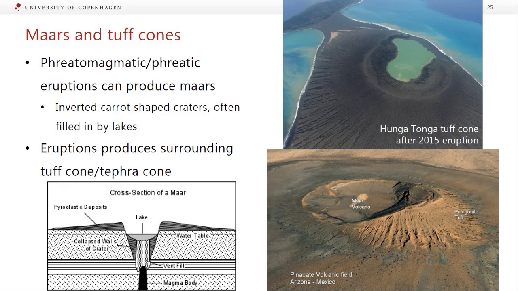This photo that I'd shown you before from Hunga Tonga is one of these types of eruptions. It was a phreatomagmatic eruption, and around the maar you get this thing called a tuff cone, which is basically just a gently sloping cone of phreatomagmatic tephra ejected by the eruption.